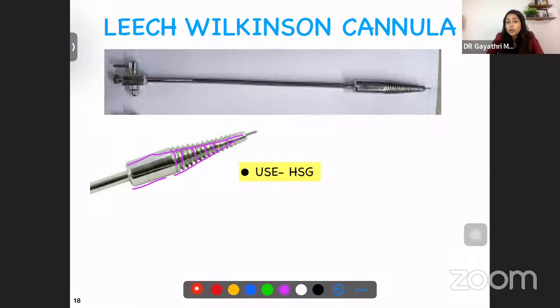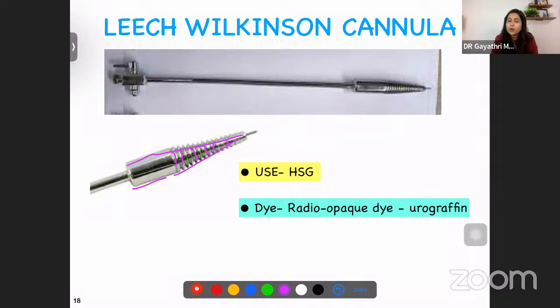So when do you do an HSG? What is the ideal time to perform the HSG, and what is the dye that you're going to use? Again, in the first images, we have seen an HSG. In HSG, the dye that we use is basically a radio opaque dye. That is why the cavity was appearing as white. That's why the tubes were appearing as white once the dye goes in. And the usually used radio opaque dye is urographin.